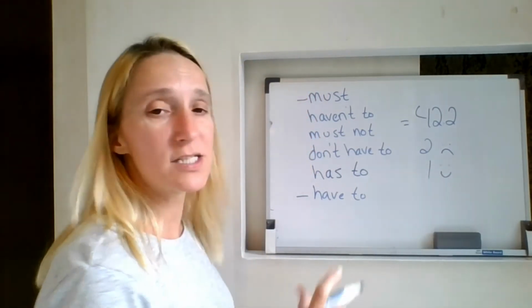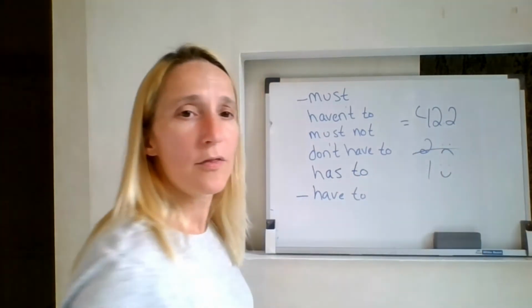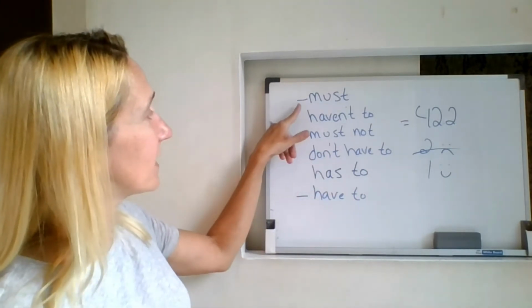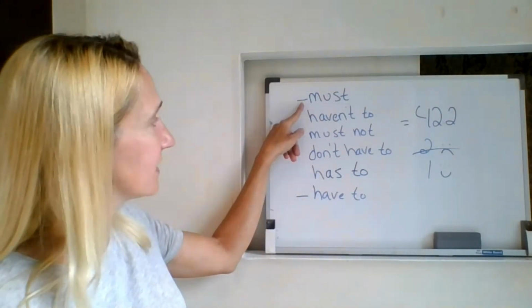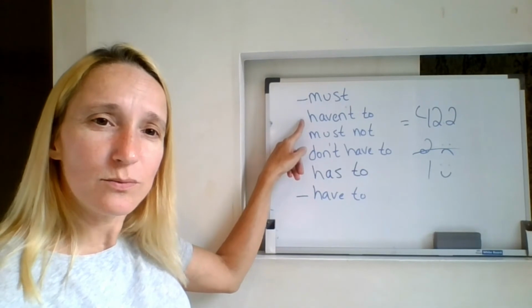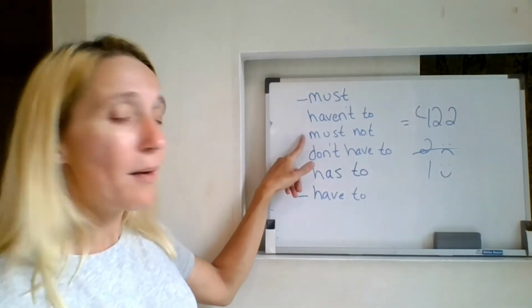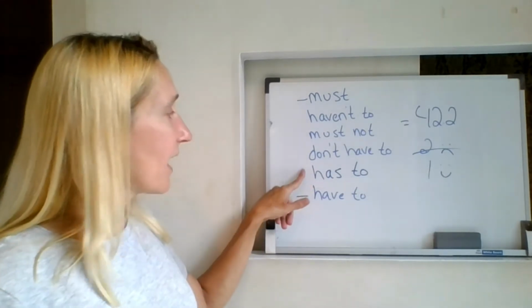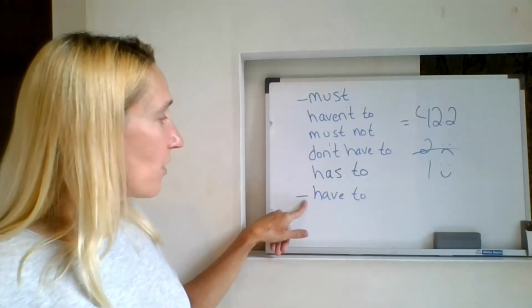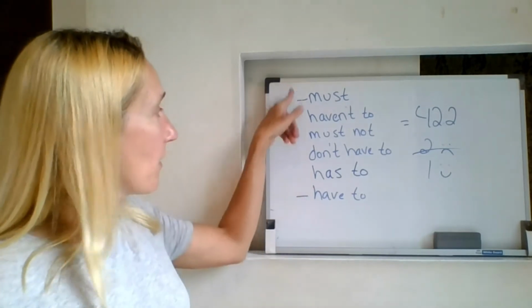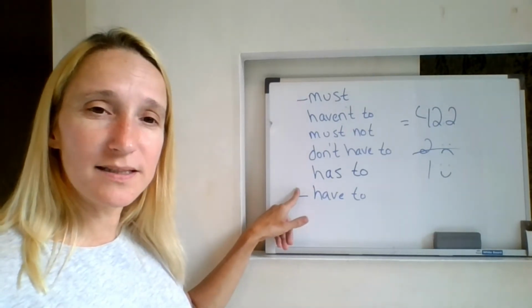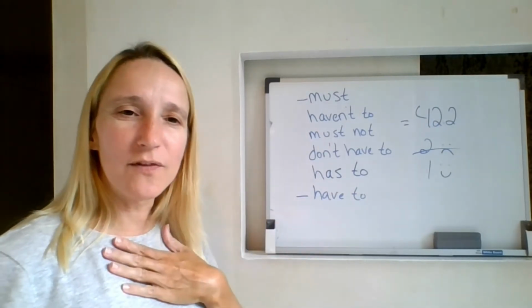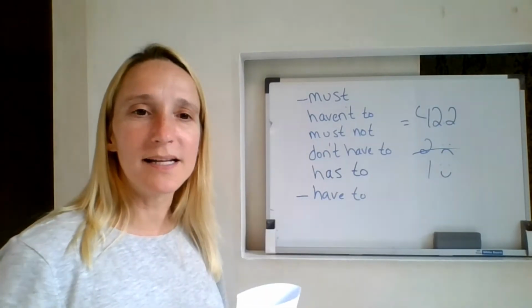They want us to cross off the ones that are wrong. So it's going to have a sentence and it's going to have one of these options. Must, haven't to, which is have not to, must not, doesn't have to, has to, or have to. One of these will be correct. Two will be incorrect. We need to figure out which one is correct.